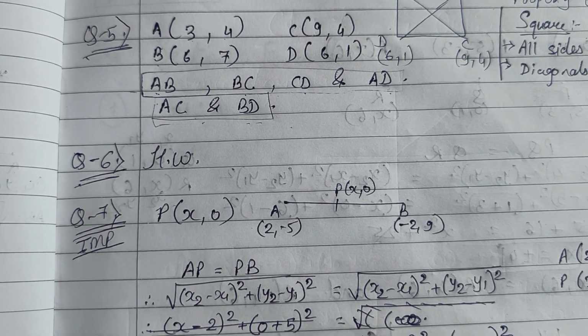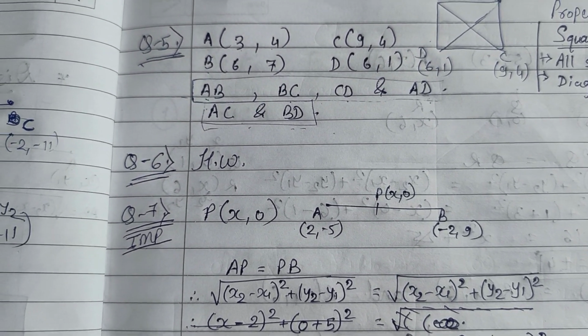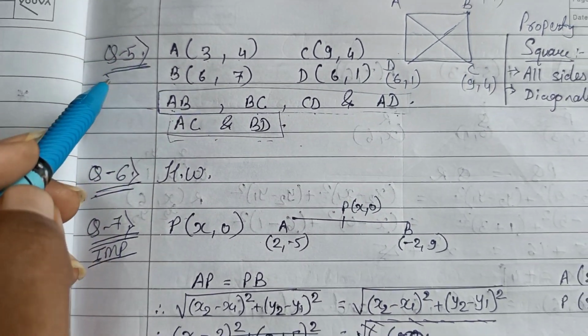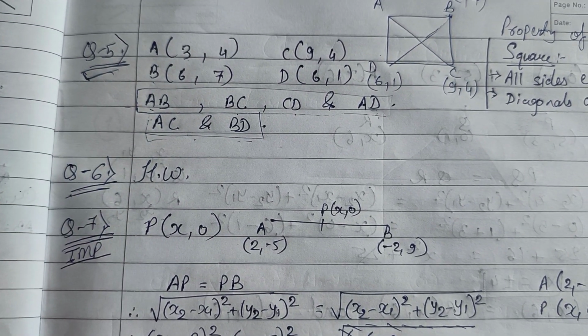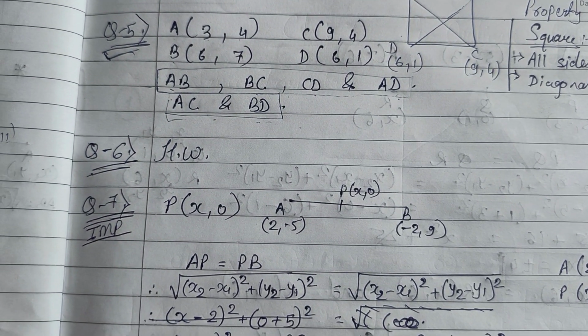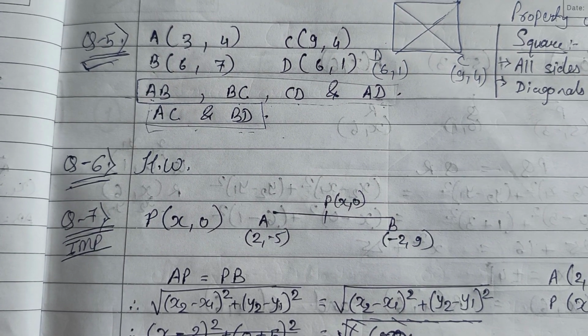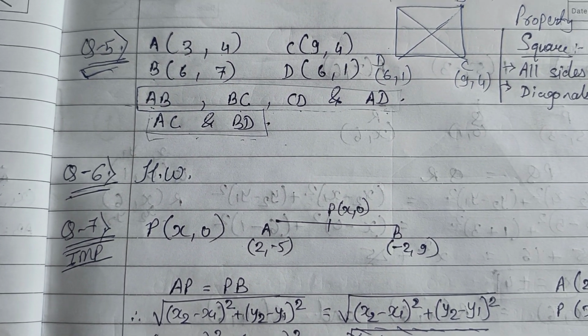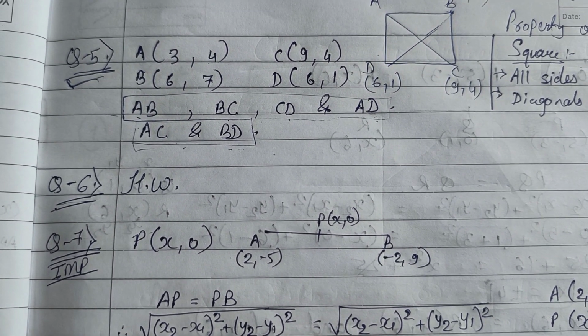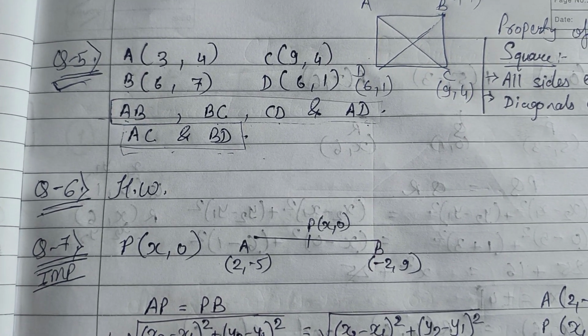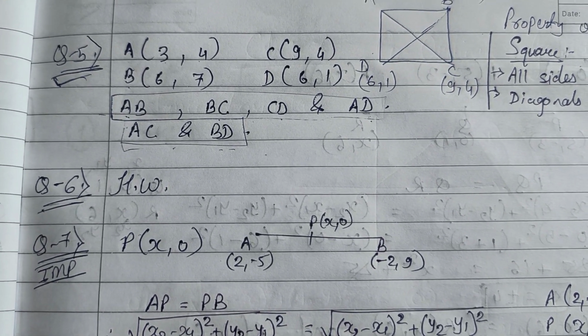Now question number 6 is in your homework. It is of the same type, this sum. Question number 5 is also of the same type. You have to find out which type of quadrilateral it is. So first find out all the 4 sides. If the sides come out equal, then go for the diagonals and check the properties of a square, rectangle, rhombus or parallelogram.